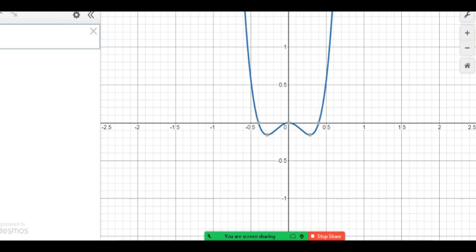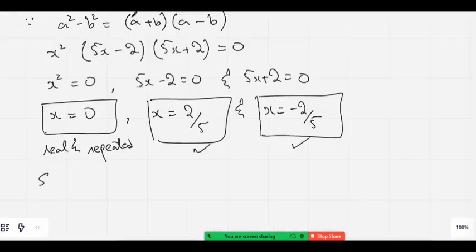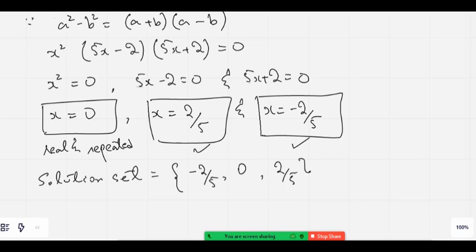Alright, so this is it. Okay, now how do you write the solution set? The solution set is minus 2 by 5, 0 and 2 by 5. Okay, so inside the set we don't write the repeated root 2 times. It's written just once. That's understood, that it is real and repeated. So that's how we handle the thing.